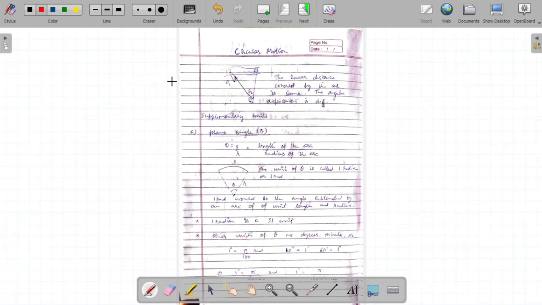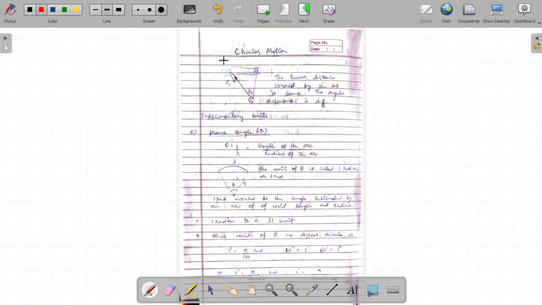And today we will be starting a new topic of circular motion. So initially under the topic of circular motion, we will be dealing with quantities like angular displacement, angular velocity and such. Now, all these terms are similar to what we learnt in kinematics, like velocity, displacement, position, acceleration and so on.